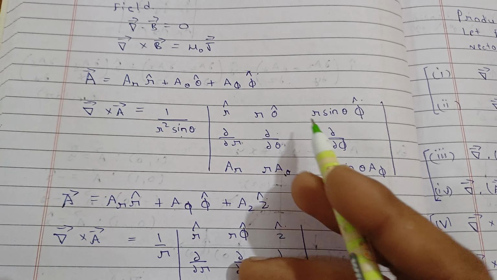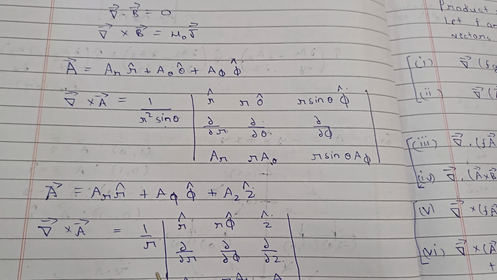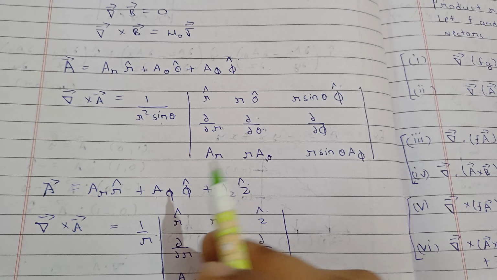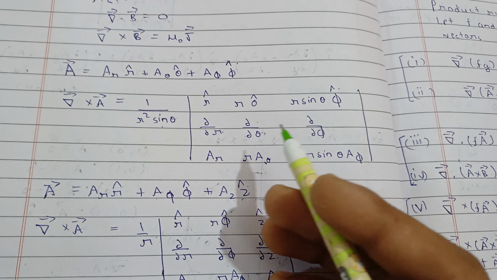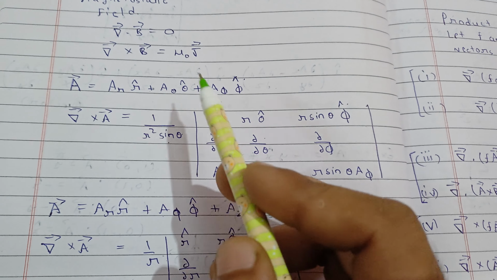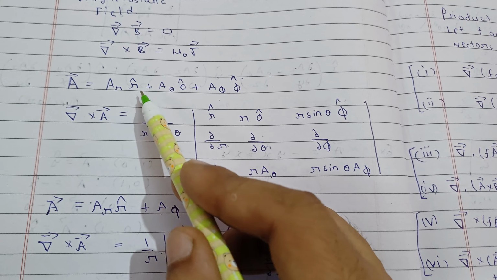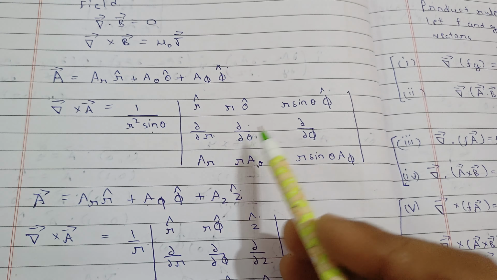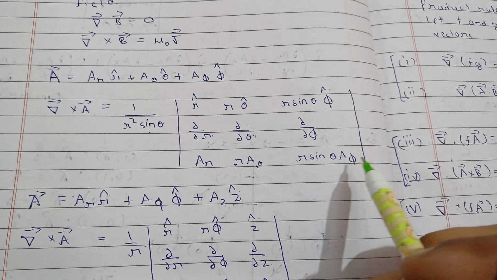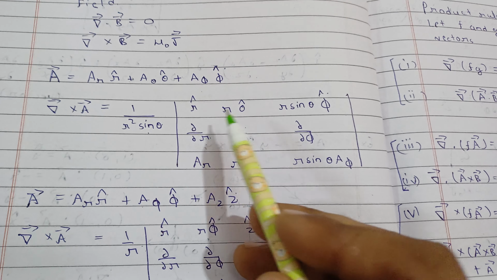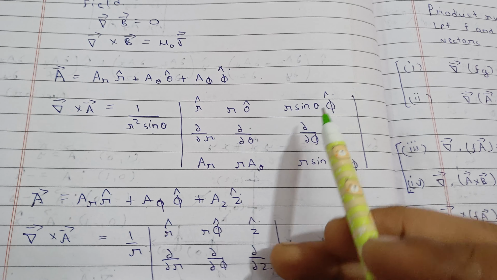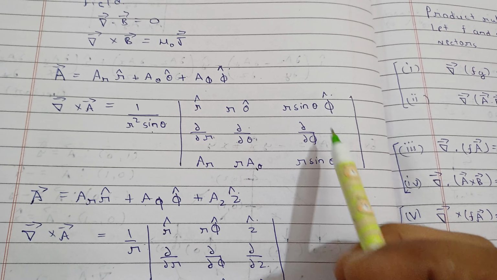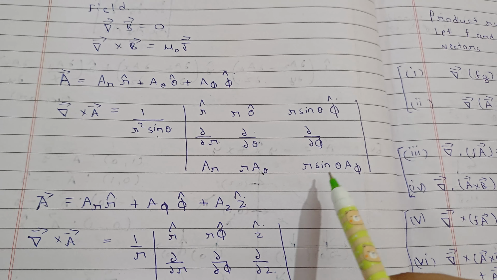So what you have to do here is you just need to remember these formulas. Okay, because these identities are very useful to solve questions fast. If any vector is given in spherical polar coordinates, that is A_r r cap, A theta theta cap, and A phi phi cap, then curl of A will be given by this formula, means this is your matrix determinant: r cap, r theta cap, r sin theta phi cap, del by del r, del by del theta, del by del phi, A_r, r A theta, r sin theta A phi.